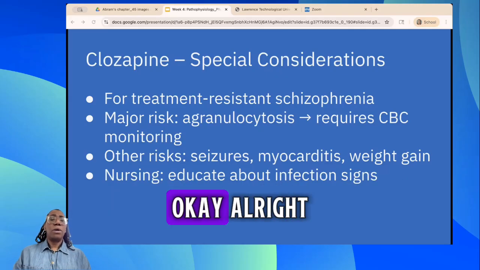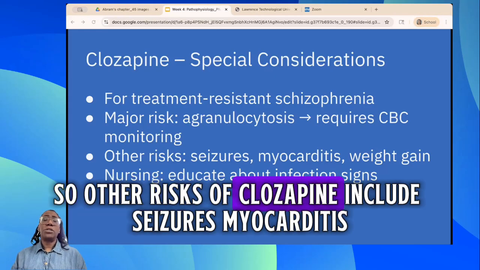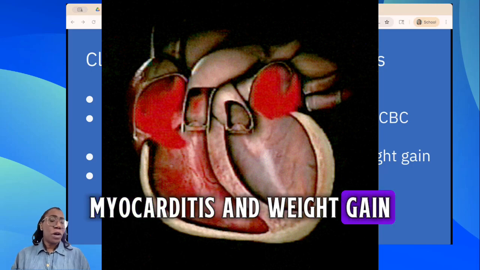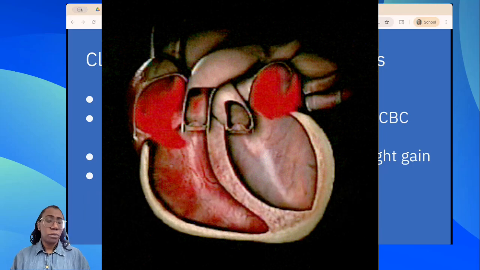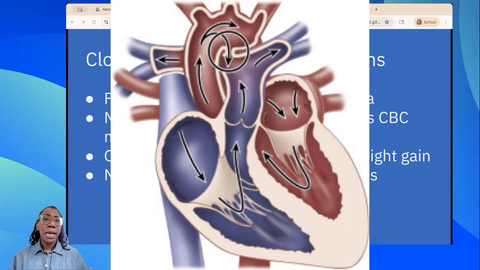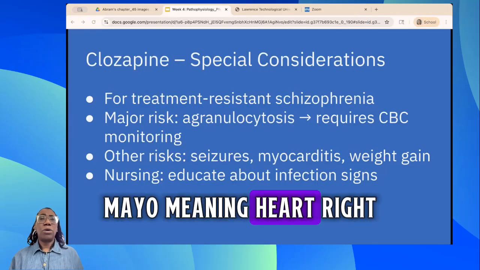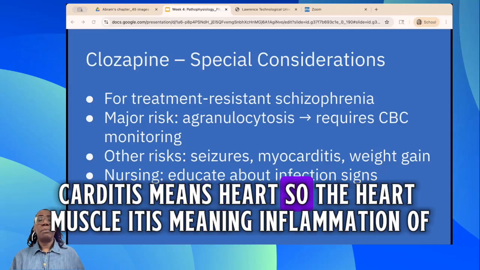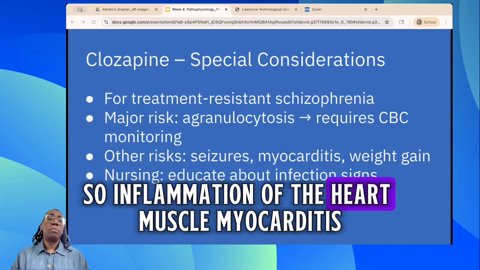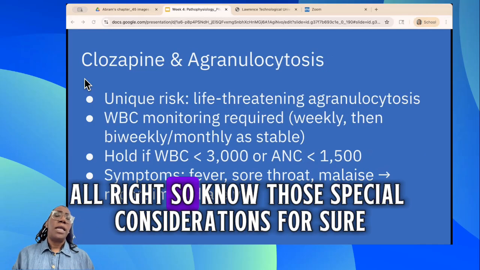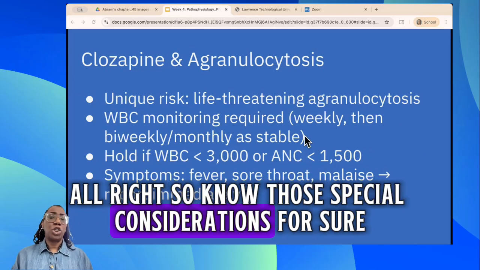Okay. All right. So other risks of clozapine include seizures, myocarditis, and weight gain. What is myocarditis? That's another one of our five-letter words or $5 words. Myo means muscle. Carditis means heart. So the heart muscle itis, meaning inflammation of. So inflammation of the heart muscle, myocarditis. That's a risk with clozapine. All right. So know those special considerations for sure.